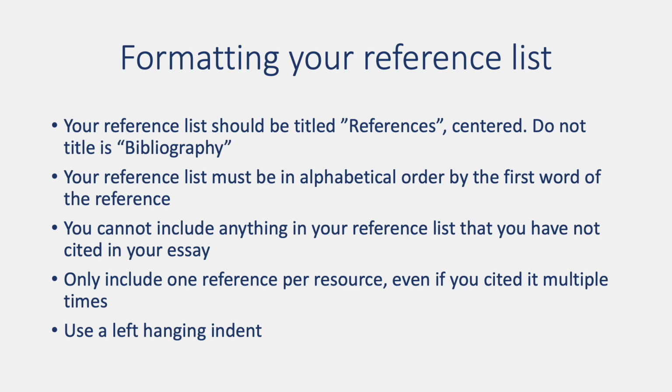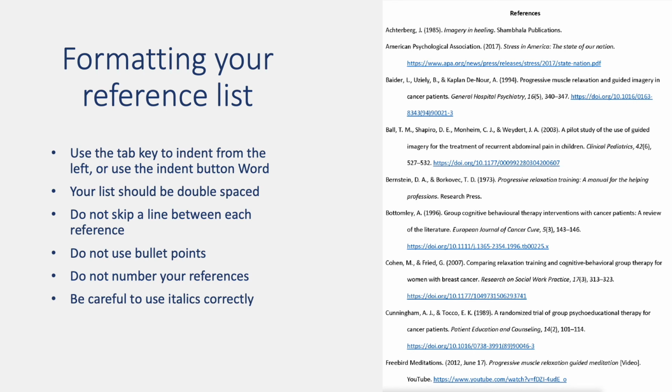You only need to include one reference per resource, even if you cited it multiple times. You need to use a left-hanging indent. Here's what that looks like. You use the Tab key to indent from the left, or you can use the indent button on Word. Your reference list should be double-spaced, and don't skip a line between each reference. Don't number your references or put them as bullet points.